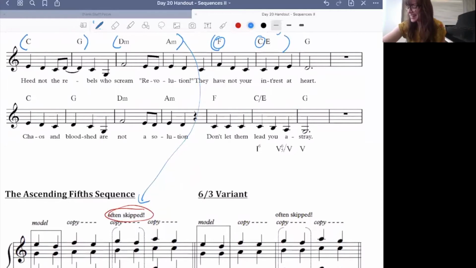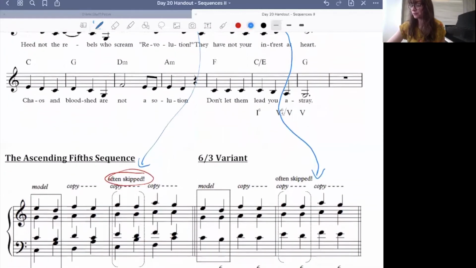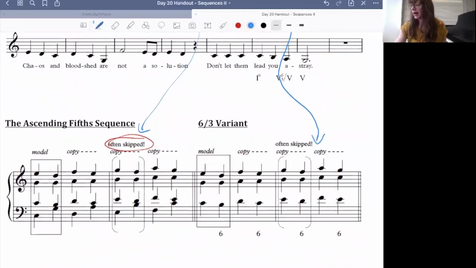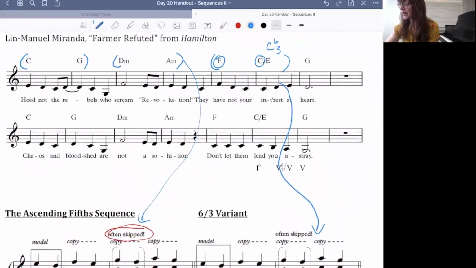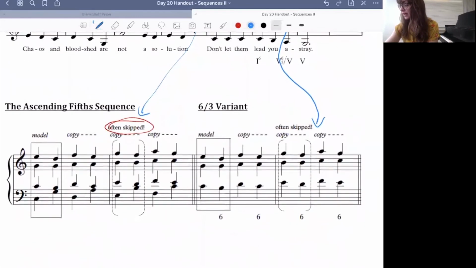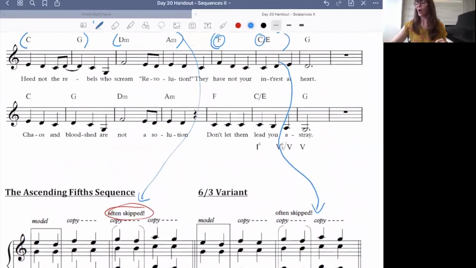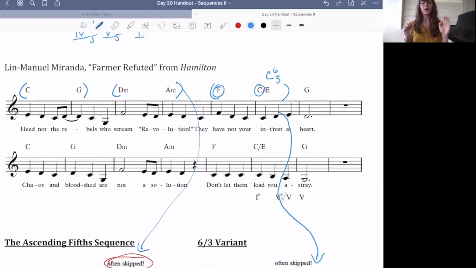So what we end up getting here is a little bit of the 6/3 variant. So if you look down at this variant, root motion remains the same, just like with the descending fifths, right? What is different now is that we are alternating between a root position triad and a first inversion triad. So this last little bit in the Hamilton excerpt, actually, besides skipping the second copy, then we jump to the 6/3 variant just for that little measure. Okay. That's what we've got for any fifth relationship.